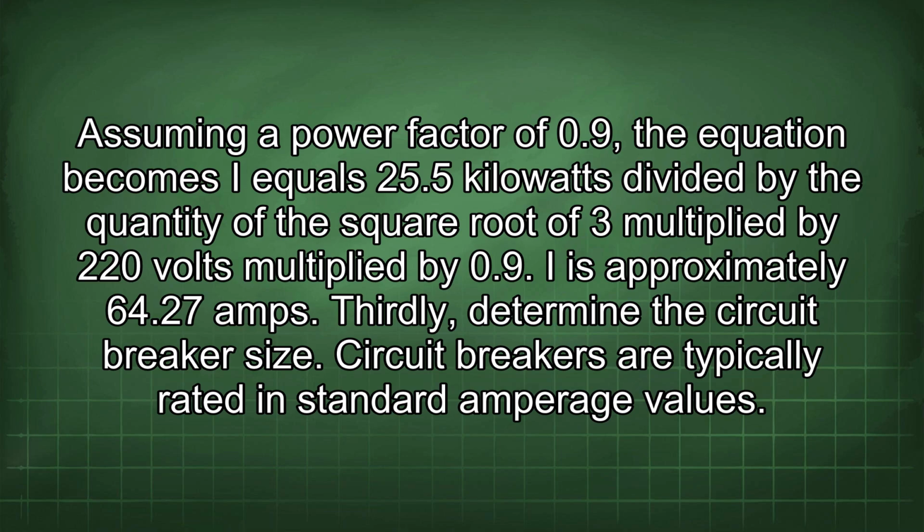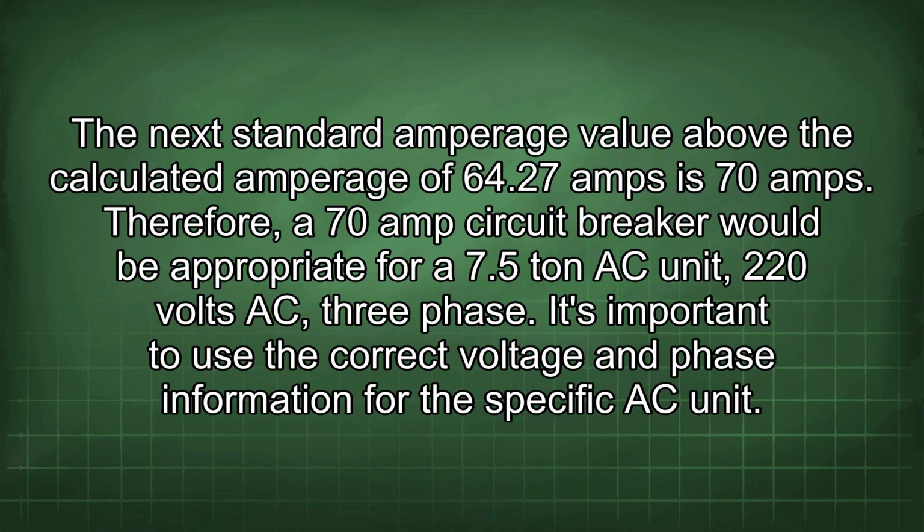Thirdly, determine the circuit breaker size. Circuit breakers are typically rated in standard amperage values. The next standard amperage value above the calculated amperage of 64.27 amps is 70 amps. Therefore, a 70 amp circuit breaker would be appropriate for a 7.5 ton AC unit, 220 volts AC, 3-phase.